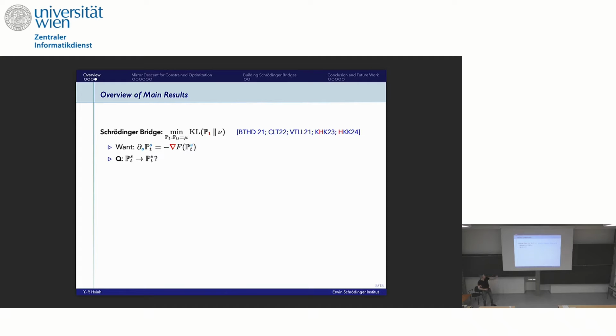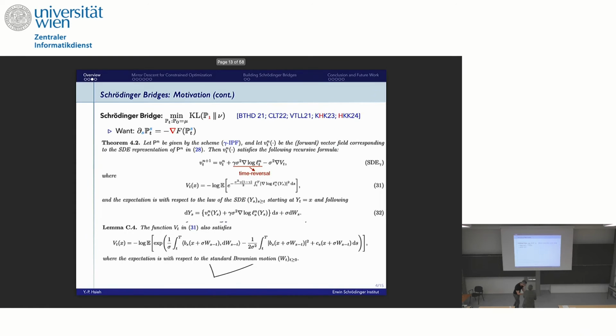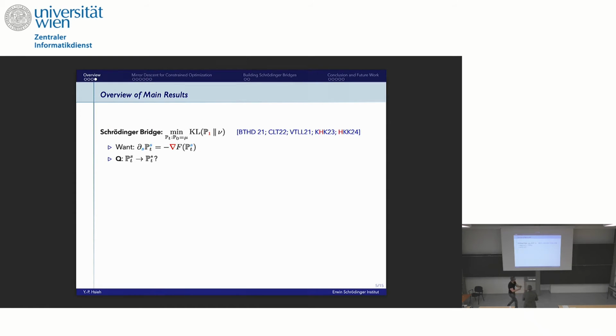Okay, so the first thing you can notice is that the Schrödinger bridge is an optimization problem over some stochastic processes, so a bunch of probability measures. This should be highly reminiscent of a standard optimization algorithm called entropic mirror descent, which is an optimization algorithm on the simplex.